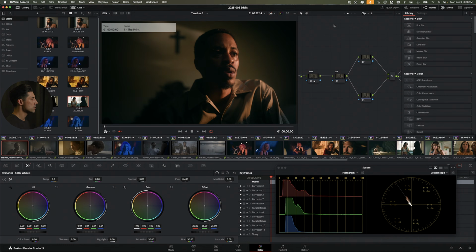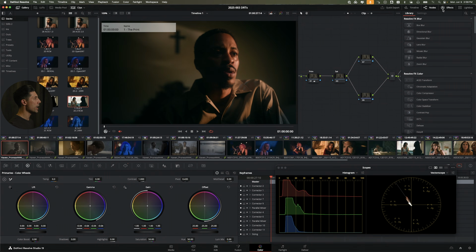Let's go. So if we're going to talk about DRTs, we've got to start by talking about something that I call the print. What is the print? Let me give you a definition. The print is any adjustments that happen after our grade at the macro level. Let's break that down. Let's look at what that looks like practically here in this project.